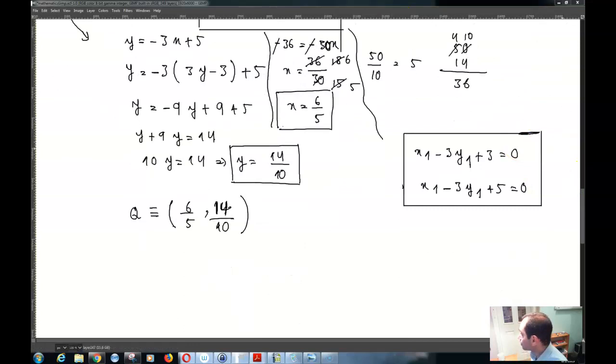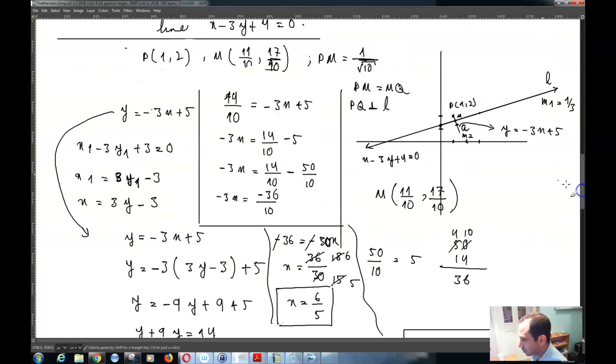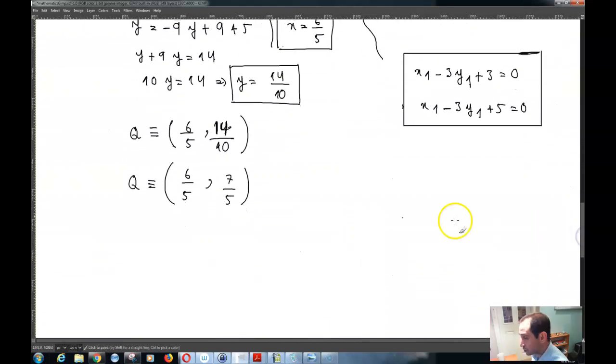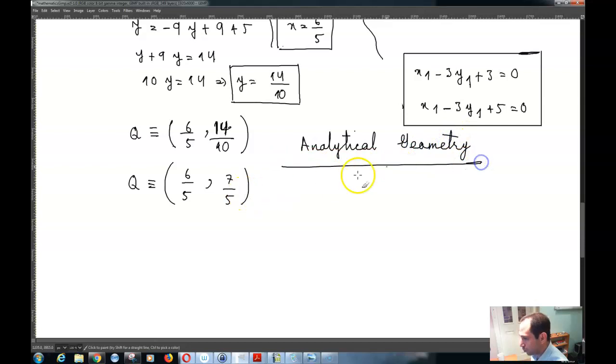Now, if I take a look at the answer over here, they have written 14 tenths as 7 fifths, which is the simplified form. These are the coordinates of the point that we have over here. So as you can see, as the name suggests, analytical geometry is both beautiful and also, well, analytical.